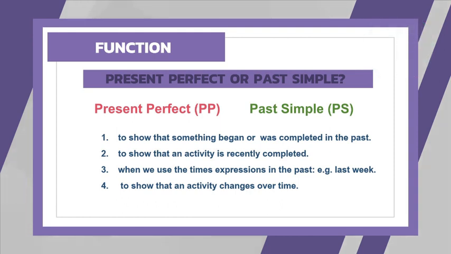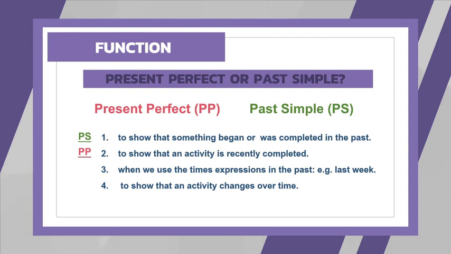Okay, students, it's time to check the answer. Number 1, to show that something began or was completed in the past. PP or PS? So let's look at the answer. PS, right? Past simple. Next, to show that an activity is recently completed. PP or PS? Yes, PP, present perfect.